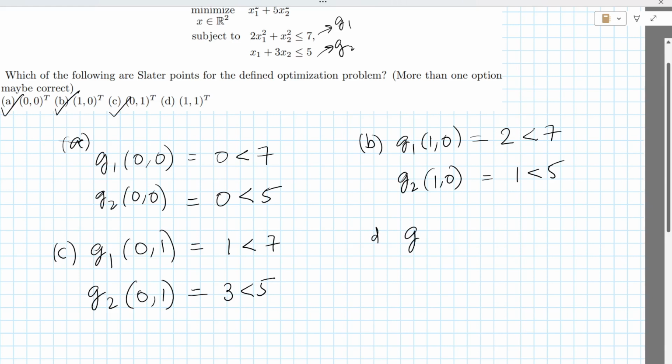And if I have D, G1(1, 1) is 3, and G2(1, 1) is 4, less than 5. This is also a Slater point. So all the options are Slater points.